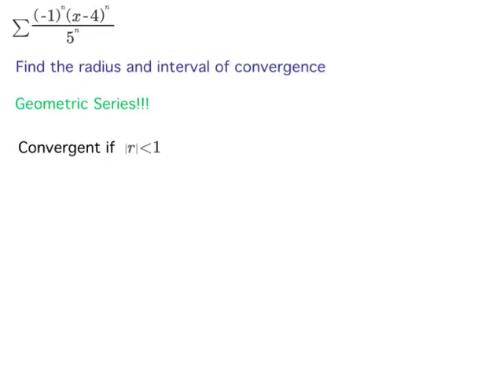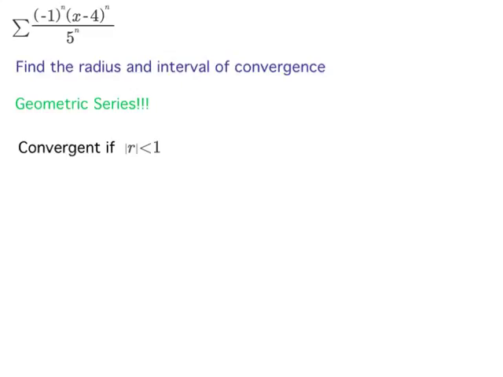Okay, so we're convergent if the absolute value of r is less than 1. We need to figure out what r is. The rule is that r is anything that gets the exponent. If you're not sure what I mean by that or why that makes sense, try writing out some terms of the series and you'll very quickly see what r is.